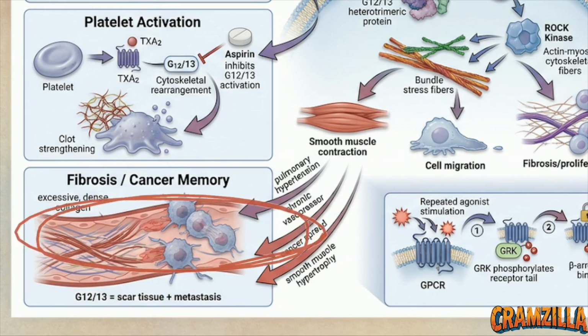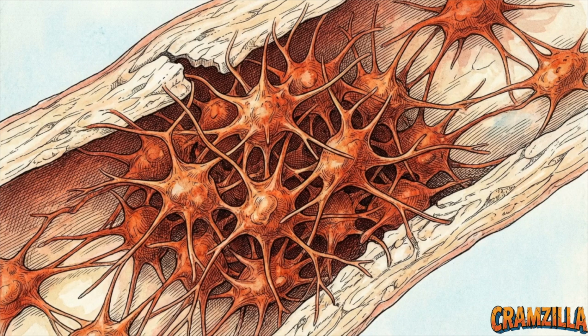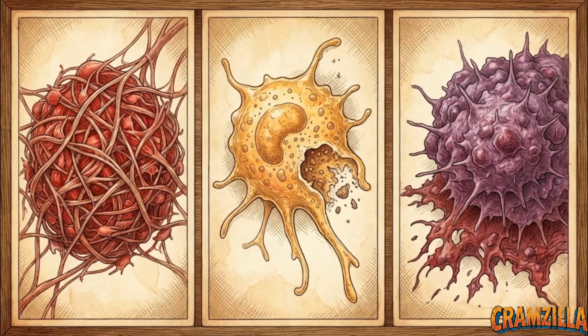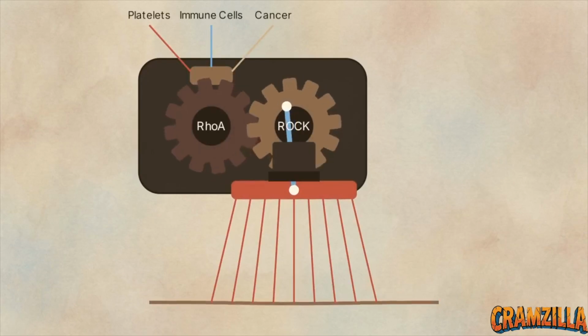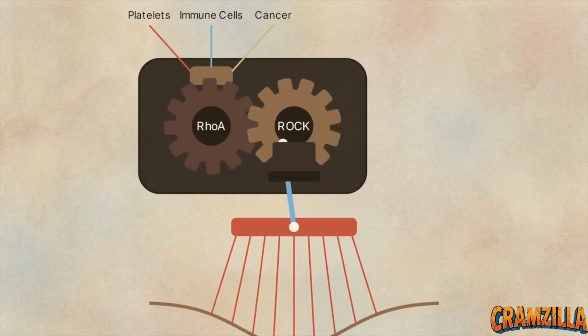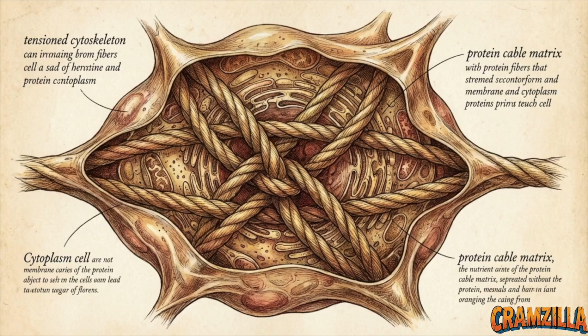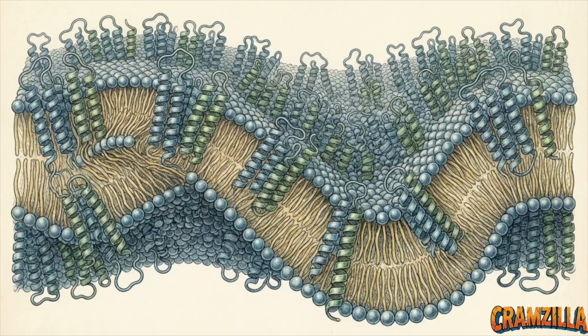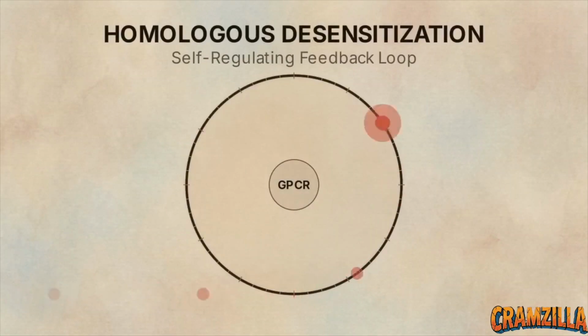This reveals a harsh biological economy. Whether the body is forming a life-saving clot, fighting an infection, or succumbing to a tumor, it hijacks the exact same Rho-ROCK mechanical engine to physically move cells. This raises a critical biological tension. If chronic agonism drives massive, permanent structural changes, how does the cell protect itself from lethal overstimulation? It uses homologous desensitization, a universal, self-preserving feedback loop designed to mute a signal that refuses to stop.